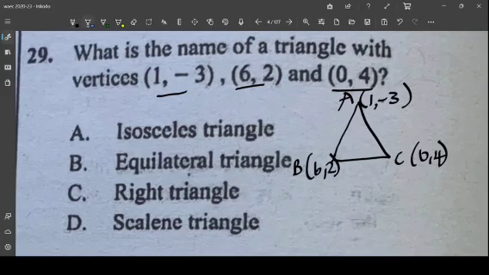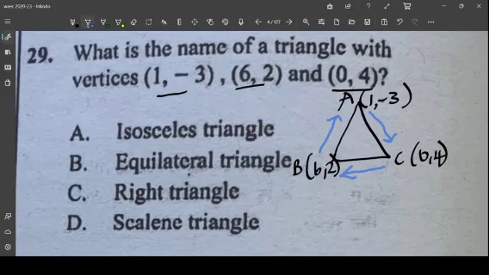Now, I'm going to calculate the distance between A and C, the distance between C and B, and also the distance between B and A. What is my goal? My goal is to see if there will be any relationship between the distances. If two sides are equal in length, it's an isosceles triangle. But if the distances between all of them are equal, it will be an equilateral triangle. Or if all of them are different, it will be a scalene triangle. All right, so let's solve.